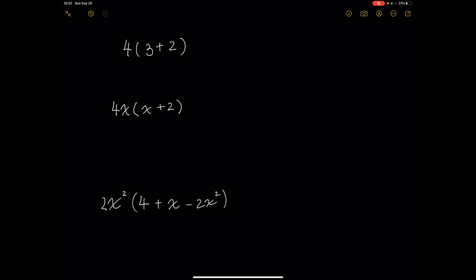In this video, I'll be covering how to multiply a polynomial. So we first look at a very simple example. We have 4 times bracket 3 plus 2. We have two ways of doing this. We can 1, simplify what's inside the bracket, or 2, we multiply out both numbers from outside the bracket. So that will look like 4 times 3 plus 4 times 2.